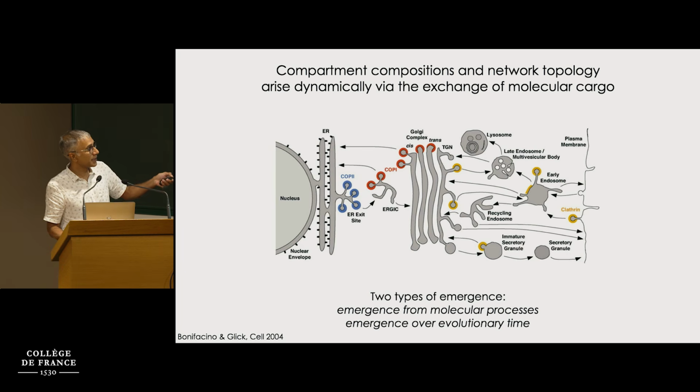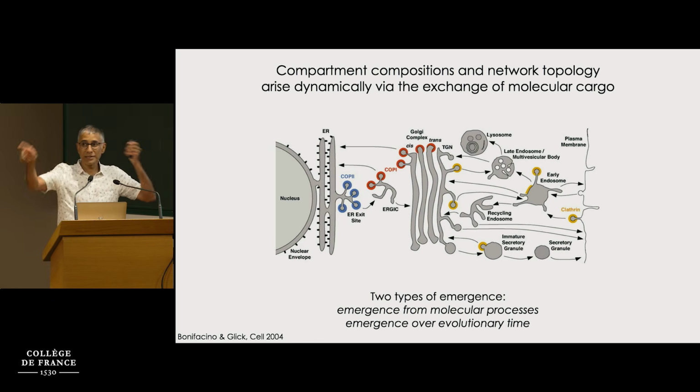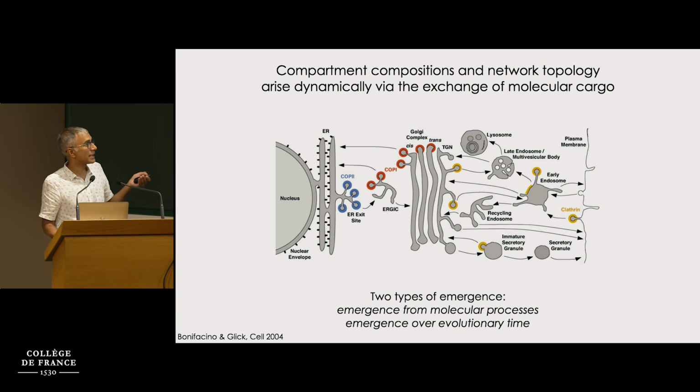There's the endosomes, the lysosomes, and then a bunch of other membrane-bounded compartments. The amazing thing about this is that these compartments are constantly exchanging cargo on these vesicles, but their compositions remain reasonably static over time. So there's some governing principle about how homeostasis is maintained in this system. And what I like about the system is there's two types of emergence.